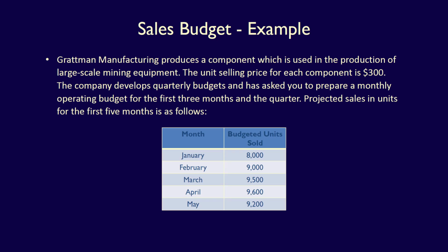Gratman Manufacturing produces a component which is used in the production of large-scale mining equipment. The unit selling price for each component is $300. The company develops quarterly budgets and has asked you to prepare a monthly operating budget for the first 3 months and the quarter. Projected sales in units for the first 5 months are as follows: January 8,000 units, February 9,000 units, March 9,500 units, April 9,600 units, May 9,200 units.